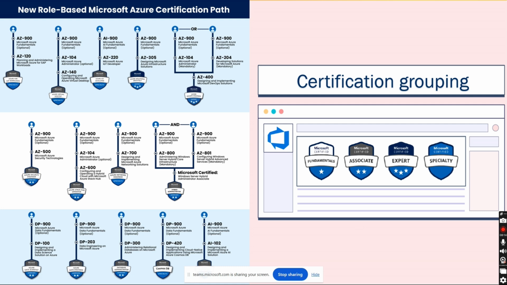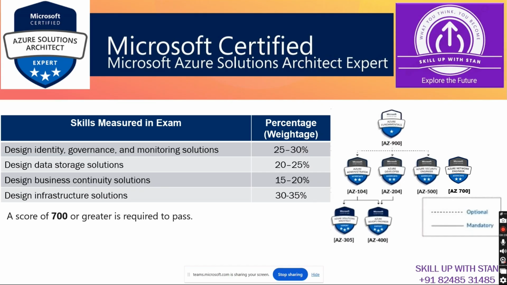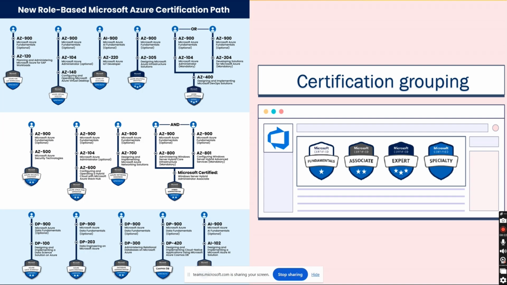So the fundamental one is never expiring certification. So it won't get expired. And then the other certifications like the expert and the associate specialty, you have to renew them. For expert especially, it is valid for 1 year, and every year there is an option in Microsoft Learn where you can go and take an online assessment.